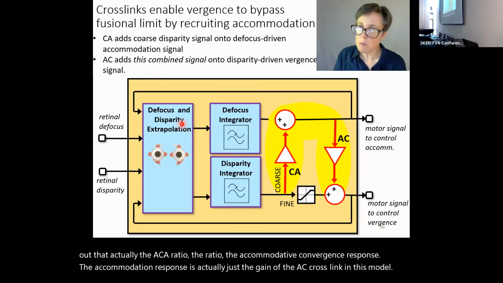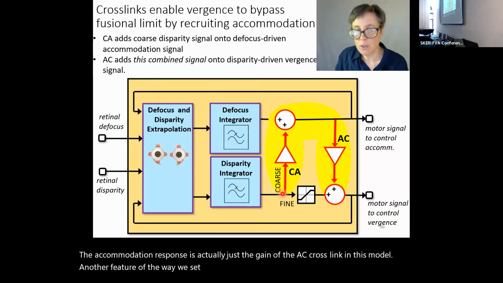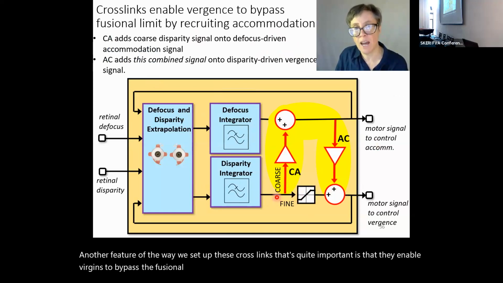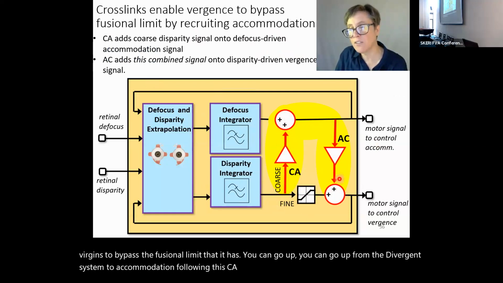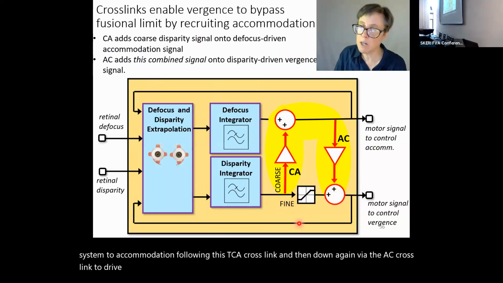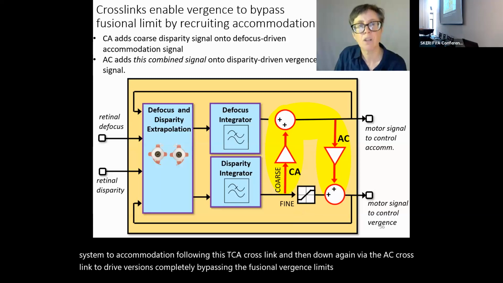Another feature of the way we set up these crosslinks that's quite important is that they enable Vergence to bypass the fusional limit that it has. You can go up from the Vergence system to accommodation following this CA crosslink, and then down again via the AC crosslink to drive Vergence, completely bypassing the fusional Vergence limit saturation block.